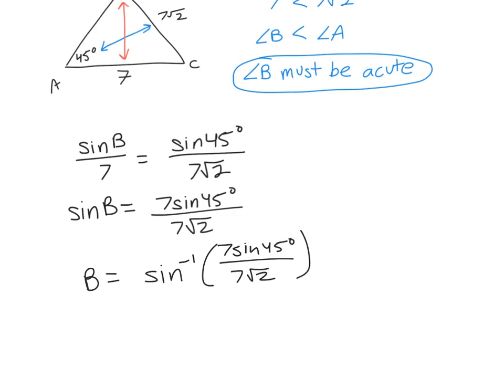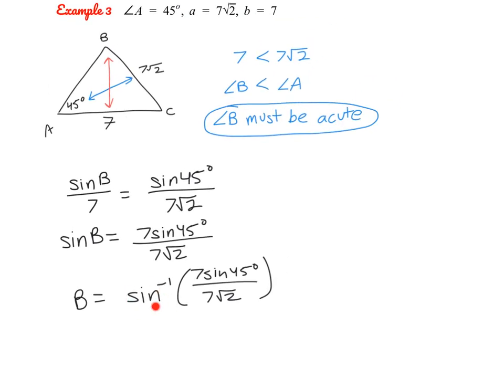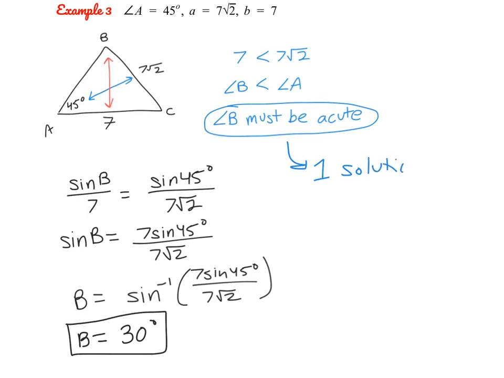And remember, just like we talked about in the last slide, your calculator can only give you a single answer that will be in quadrant 1. In this case, that's okay because we know that angle B must be acute. So we'll plug this into our calculator. And we actually get that B is 30 degrees exactly. Now again, since we know that angle B must be acute, we know that we will only have one solution for this problem.